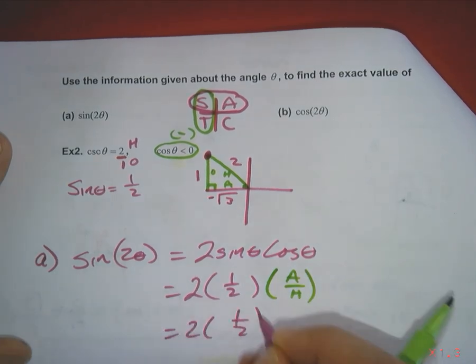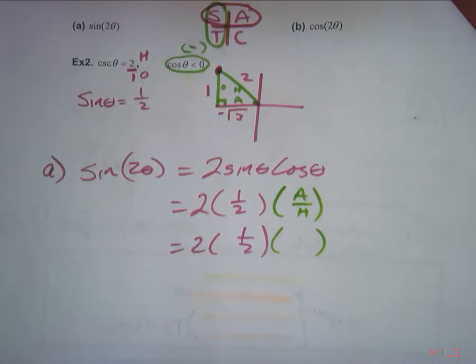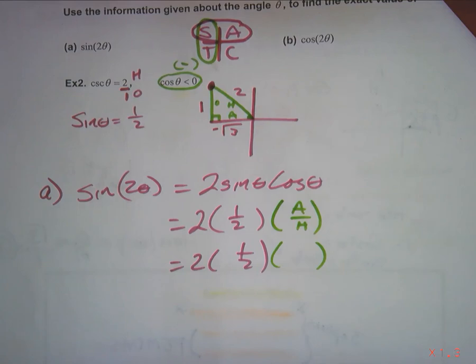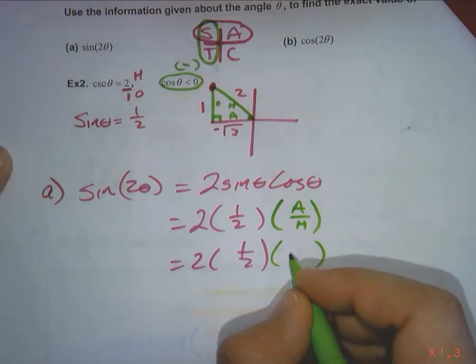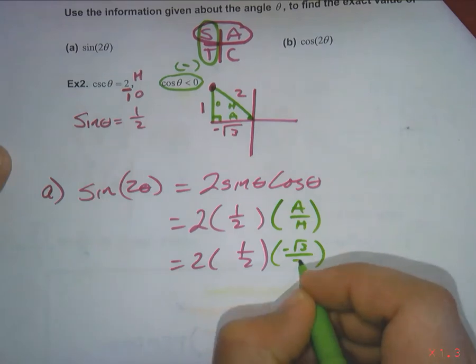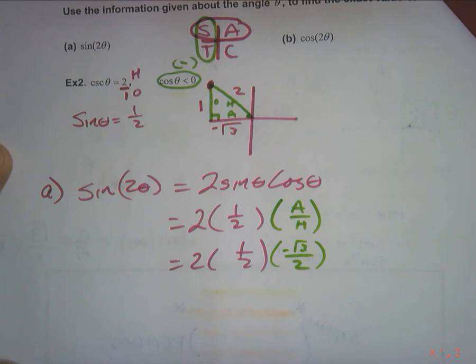Again, I'm showing lots of work here, so you can kind of follow what I'm doing. So, what's A and H of this triangle, y'all? What's A? What's the adjacent leg? Negative root 3, awesome. And the hypotenuse is 2. And then from there, it's just simplifying, right? We got everything plugged in, now it's just chug.